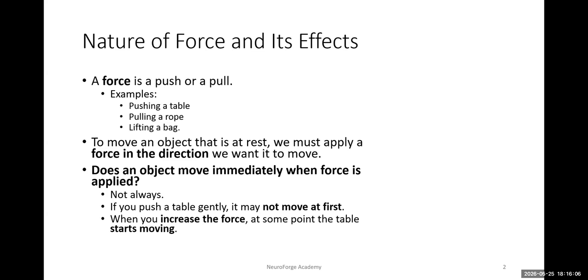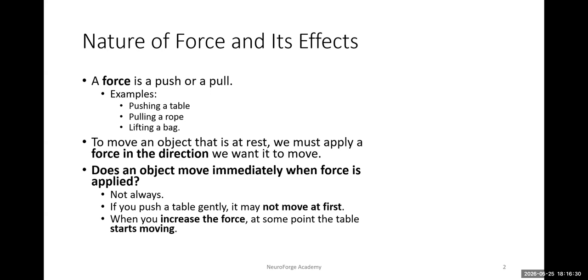Why is that? There is friction between that heavy box and the floor. When we apply a force that exceeds the friction only, it starts moving. That's why I told you, we increase the force. After some point, the table starts moving.